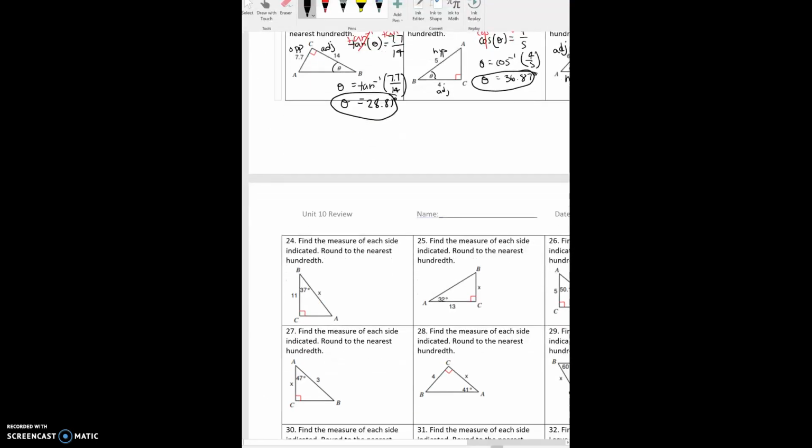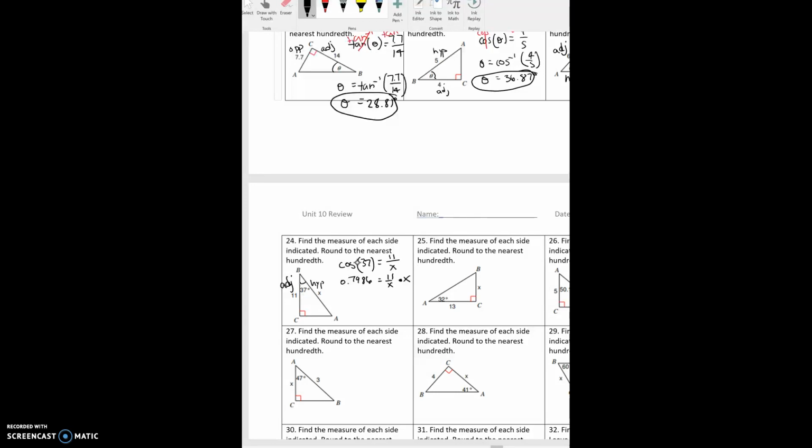24. Find the measure of each side indicated, round to the nearest hundredth. We're still using trig. This is my angle. We're given adjacent and the hypotenuse. So again, we will be using cosine of our angle is equal to adjacent over hypotenuse. Cosine of 37 is approximately 0.7986.